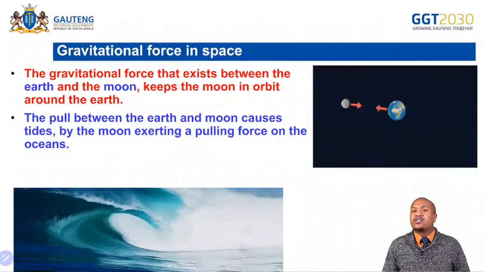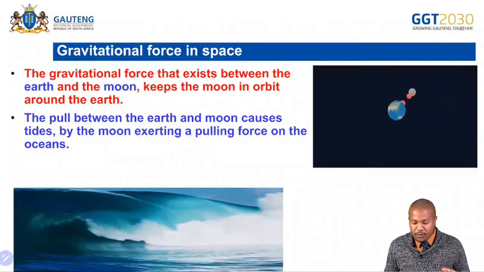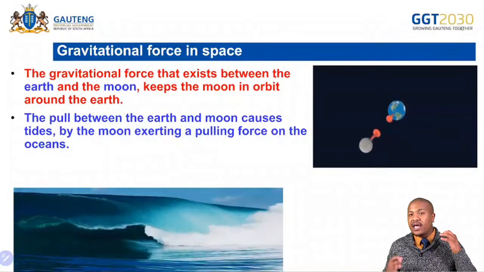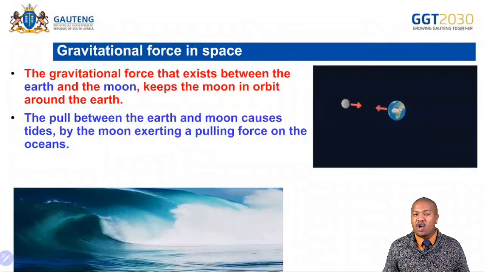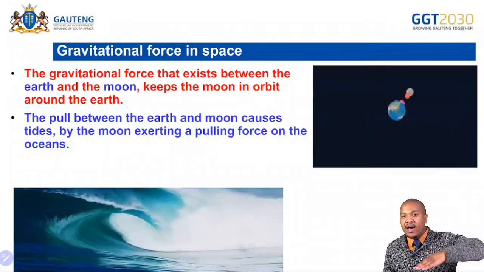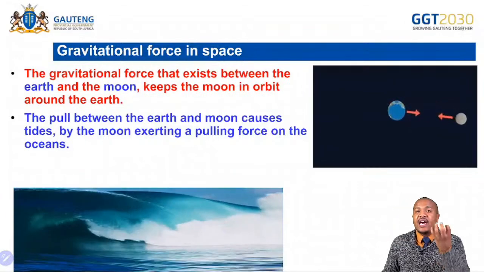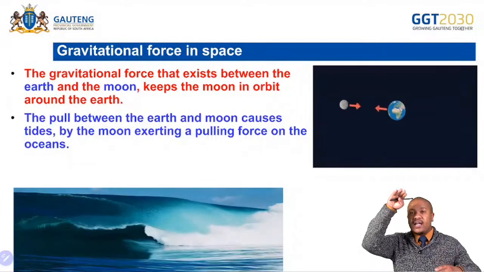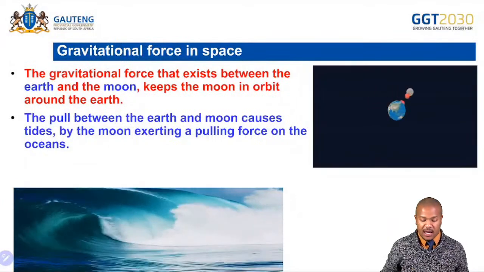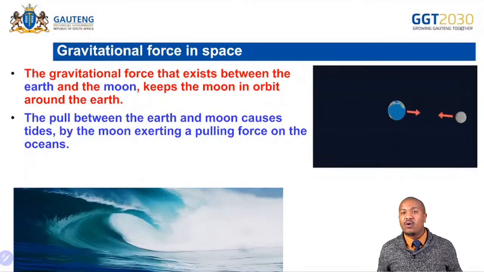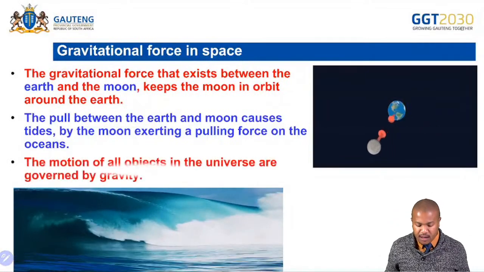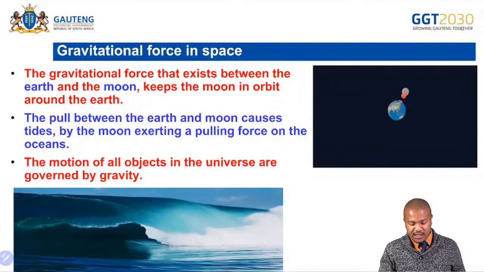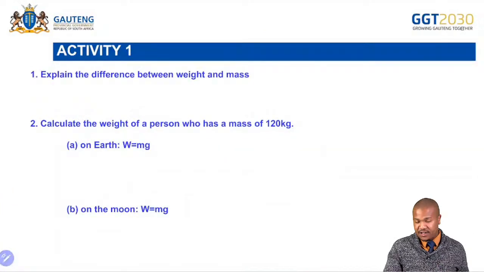It is caused by the gravitational pull exerted by the moon on the Earth, and it causes these pulls on the oceans. Hence we have waves like this, right? So the Earth is also pulling on its side, and also the moon is pulling. Hence we have these waves, which we call what? Tides, right? And please note that the motion of all objects in the universe is governed by gravity.